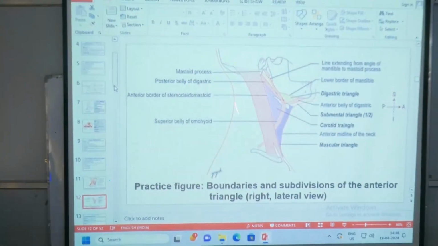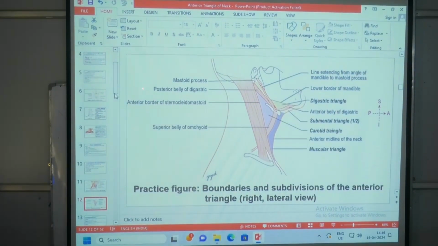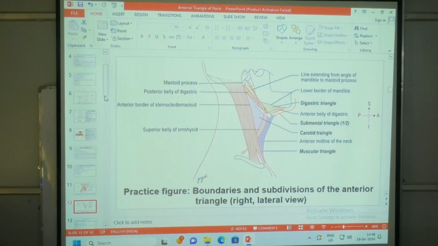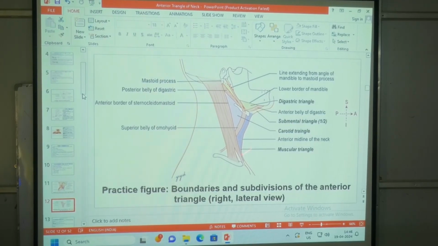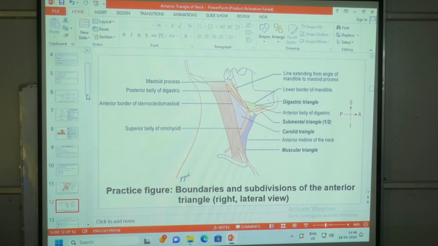Carotid triangle bounded posteriorly by the anterior border of the sternocleidomastoid, anterior superiorly by the posterior belly of digastric and stylohyoid, anterior inferiorly by the superior belly of omohyoid. Its contents will be carotid sheath and its contents. Along the anterior layer of the carotid sheath, we will see the ansa cervicalis.